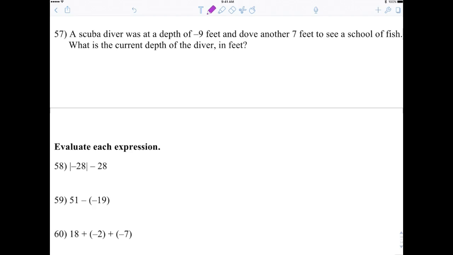It says, a scuba diver was at a depth of -9 and dove another 7. So if he was at -9 and he dove another 7, where would he be at? Yes, -16.